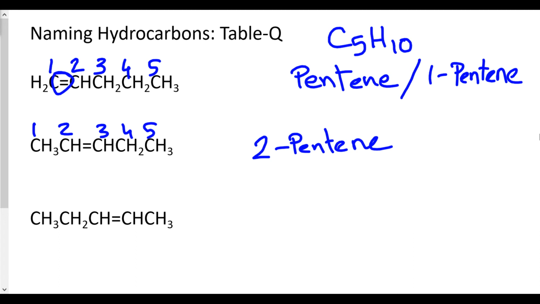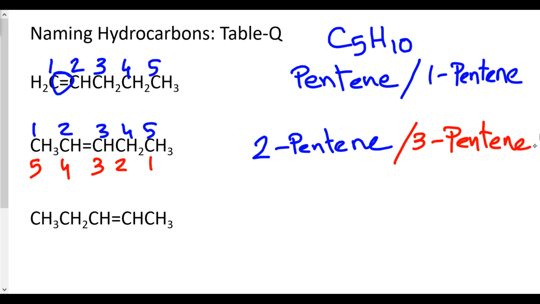If I count it from right to left, the double bond appears to be in between the third and fourth carbon, so the name would be 3-pentene. However, we should always select the lowest possible number to identify the location of the unsaturated double or triple bond, and therefore the correct answer is going to be 2-pentene instead of 3-pentene.